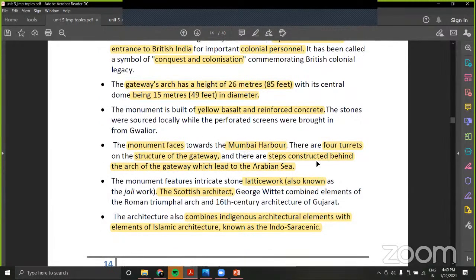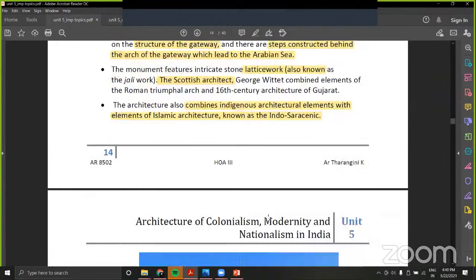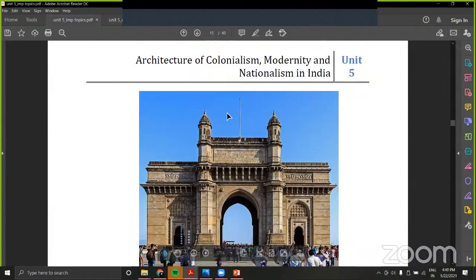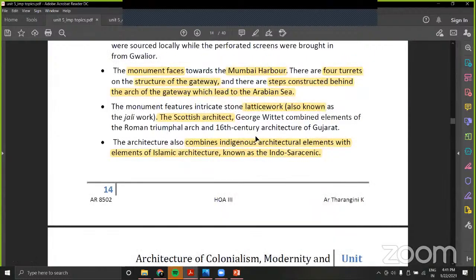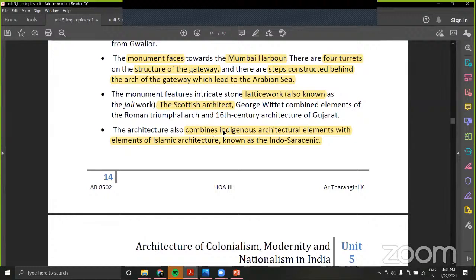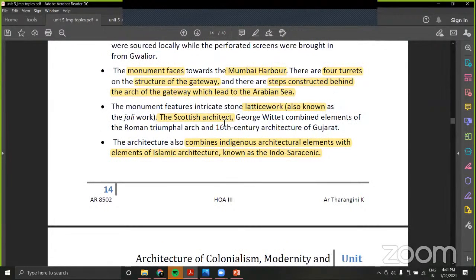There are 4 turrets on the structure of the gateway, and there are steps constructed behind the arch, which lead to the Arabian Sea. The building faces the Mumbai harbour. That is what they are telling here. The monument features intricate stone latticework, also known as jali work. In that period, jali work became one of the major important elements in buildings. As we all know, in the Indo-Islamic style, jali works are also implemented. If you want to see jali walls visually in the movies, you can just watch the movie Jodhaa Akbar.